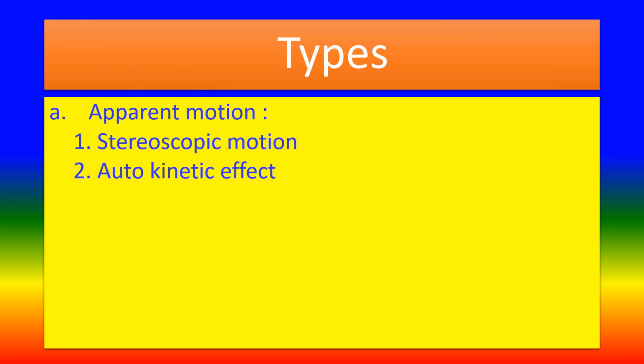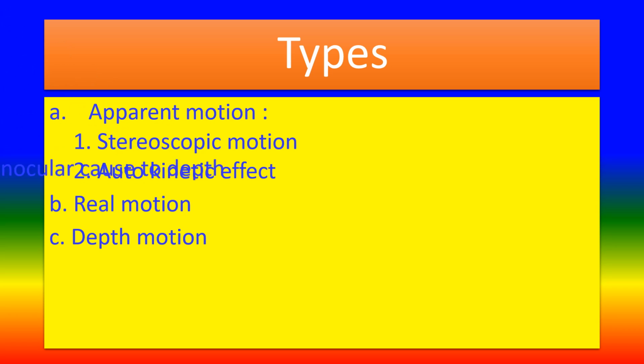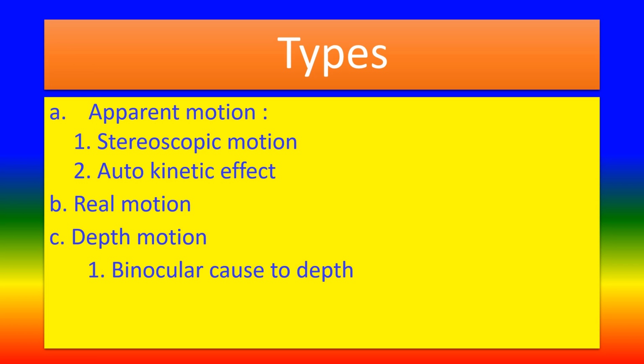Types of movement perception. A, apparent movement, divided into two: one, stereoscopic motion; two, autokinetic effect. B, real motion. C, depth motion, classified into two: one, binocular cues to depth; two, monocular cues to depth. Details going on.